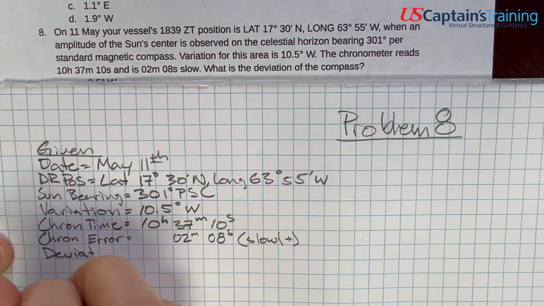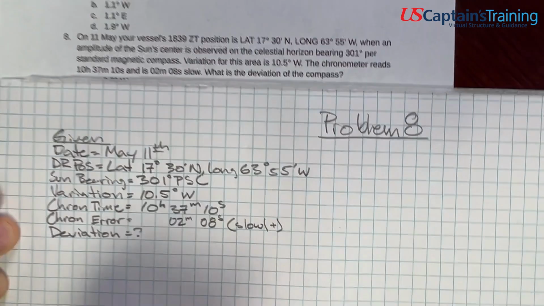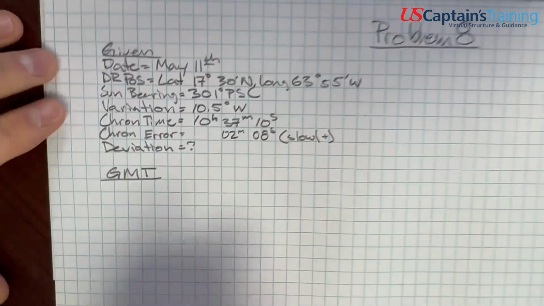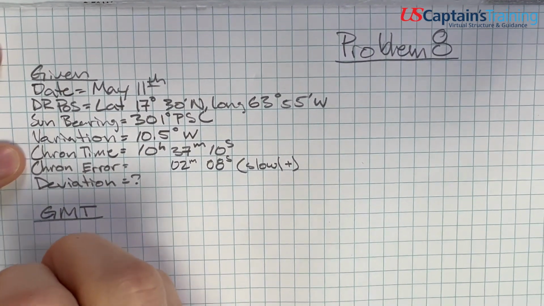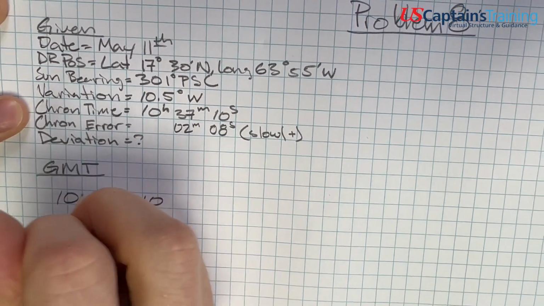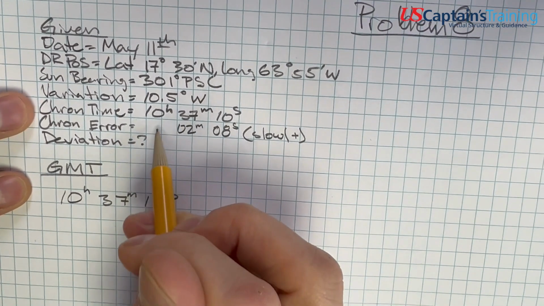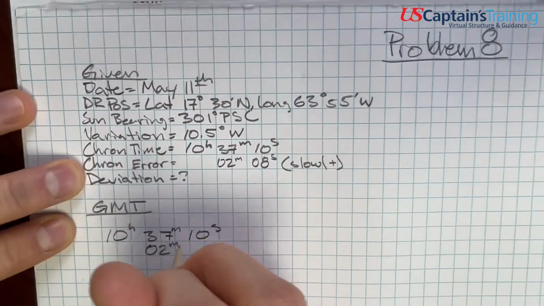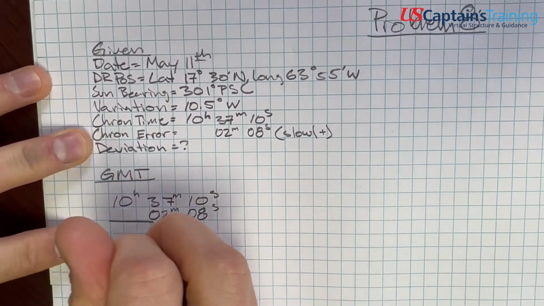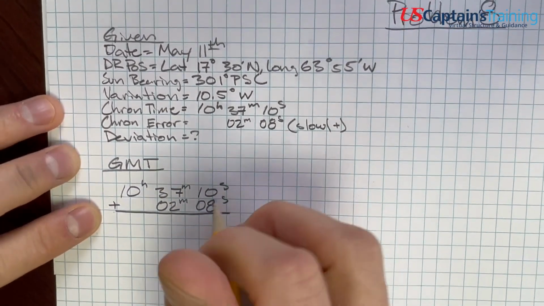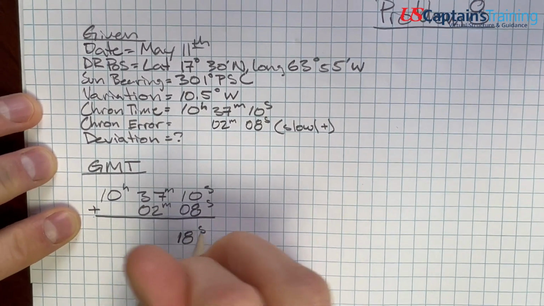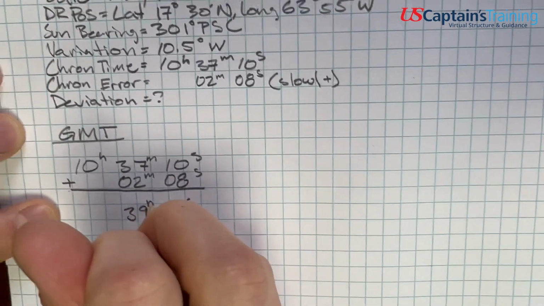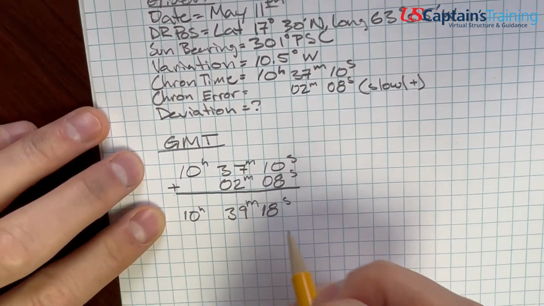So deviation, that's what we're going to calculate. First thing we do is calculate the Greenwich Mean Time, GMT. We take the chron time, 10:37:10 hours, minutes, seconds, and then we account for the error, 0208, and then it's slow, so we add it. 10 plus 8 is 18 seconds. 7 and 2 is 9. 3 and 0 is 3 minutes. 10 hours, 39 minutes, 18 seconds.